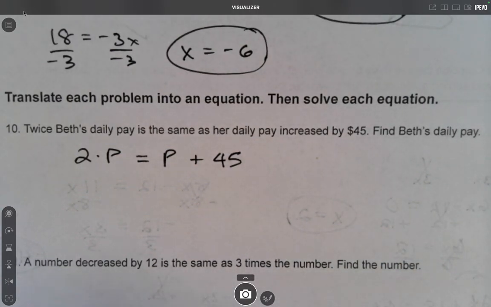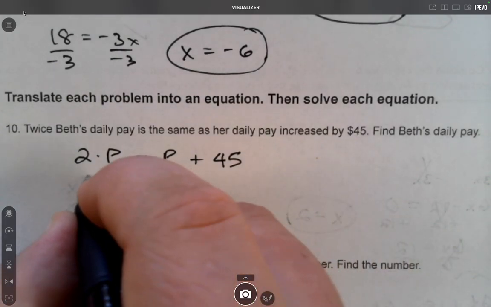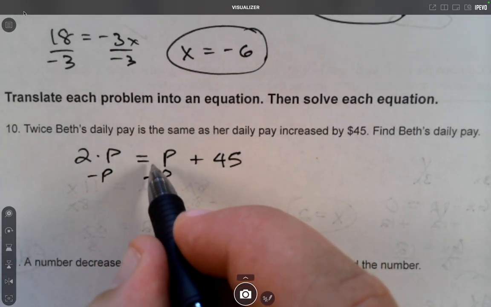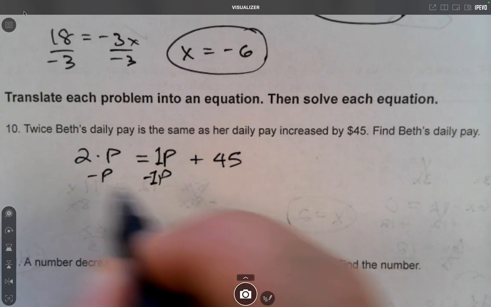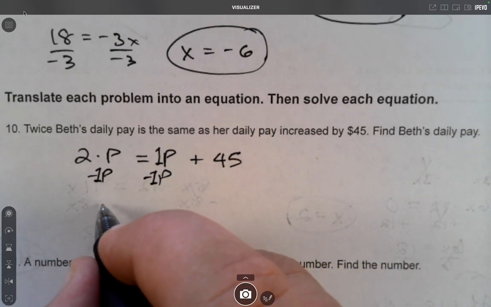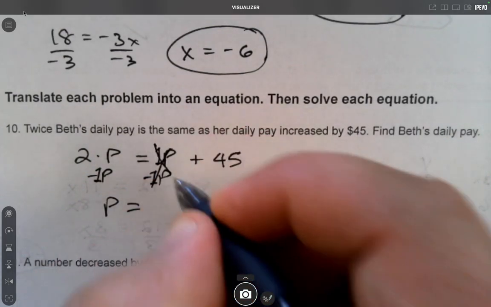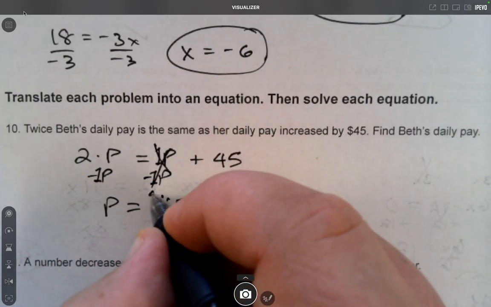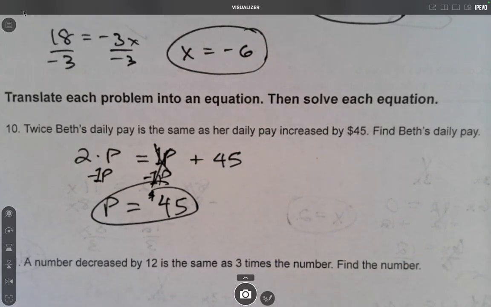So I gotta combine the variables first, so I'll subtract P from both sides. So remember, that's an understood 1P. So 2P minus 1P is 1P. And we find out that her daily pay is $45.